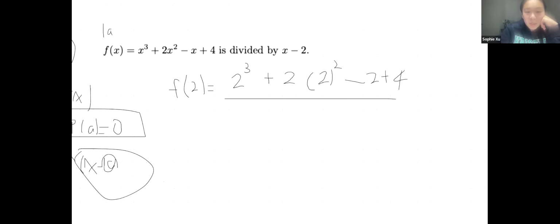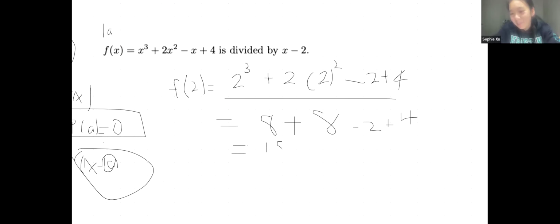Yeah, and then you can just calculate this. It's just 8 plus 8 minus 2 plus 4, which is equal to 18. Yay! Alright, cookie time.